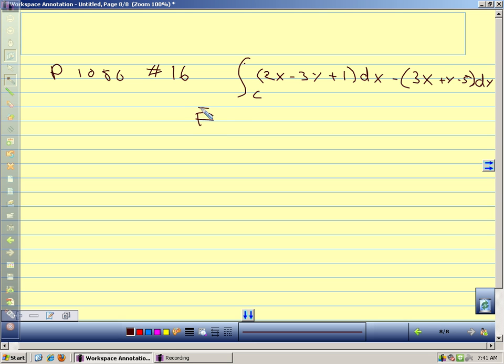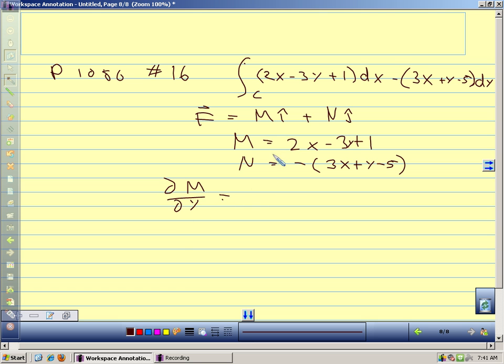So I'm going to rewrite this. My vector field is, the notation we've been using, Mi plus Nj. So M equals 2x minus 3y plus 1, and N equals minus 3x plus y minus 5. We were going to see if this is conservative. dM/dy is what? dM/dy is negative 3, and dN/dx equals negative 3. So our field is conservative.